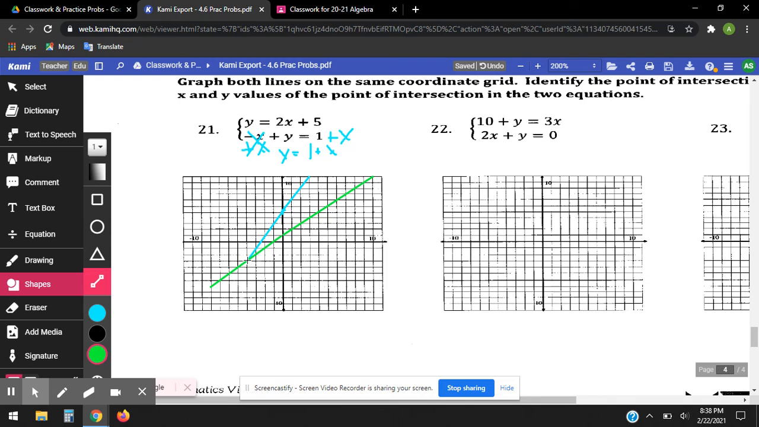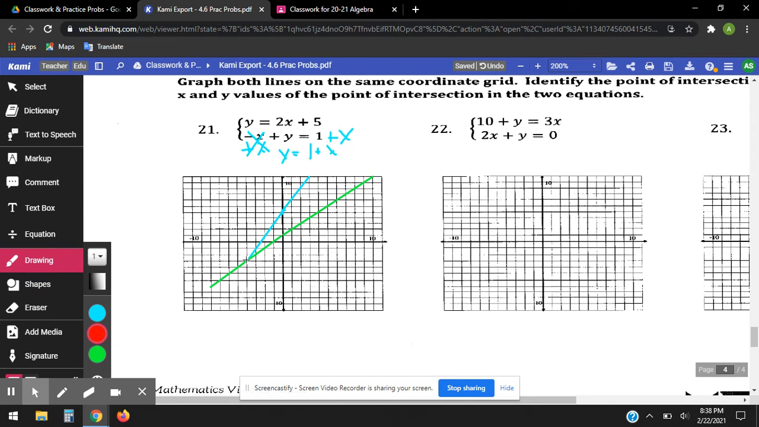Okay, so what is my point of intersection? Right here is my point of intersection. So that is negative 1, 2, 3, 4. So that's negative 4, comma, 1, 2, 3, negative 3.